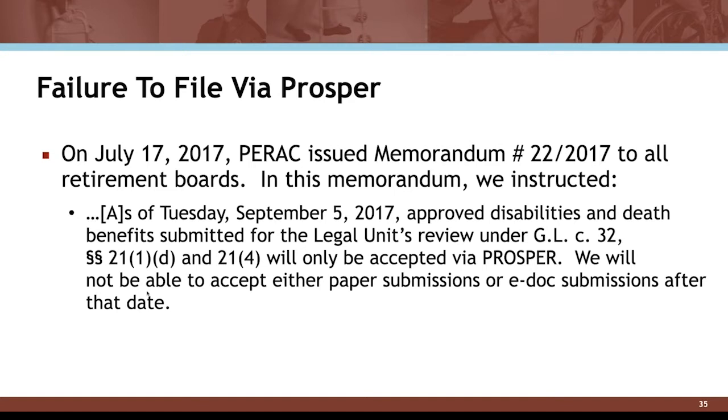Another reason for unlawful procedure is if there was a failure to file the application via Prosper. Back in July of 2017, we said that starting in September of 2017, all disability applications from boards must be uploaded via Prosper. We had to remand several early on in that, but since Prosper has been up and going for 3 years, we haven't seen any in a long time, and we don't expect to see many more.